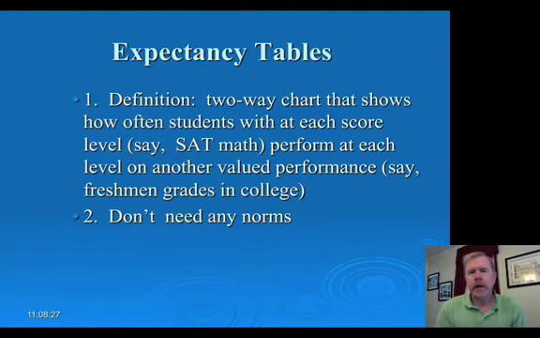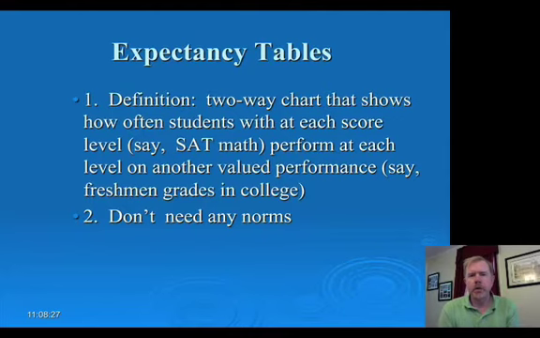One of the things that we also run into from time to time when we look at norm reference assessments are things called expectancy tables. For example, we might have a two-way chart that shows how often students with each score band, say on the SAT, wind up doing with their GPA as freshmen in college. So, for example, we could say that 75% of students who achieve over a 600 in mathematics wind up pulling at least a 2.5 in their freshman year of college. Now, this is an expectancy table. It tells us what the likelihood is of an outcome based on some kind of predictor score.